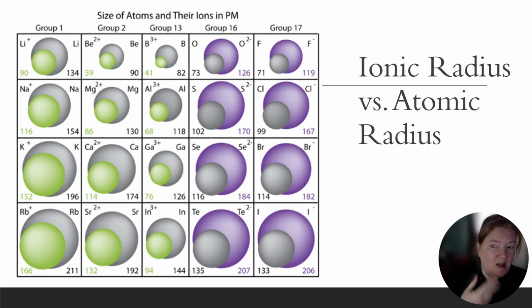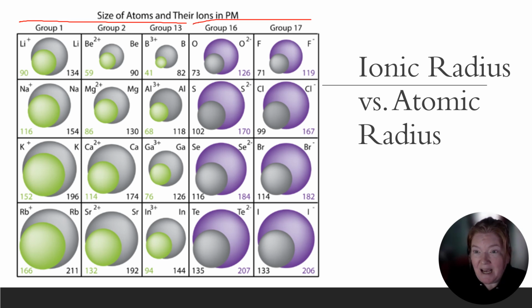Here is just another quick reference. You can see all of the atoms are in gray and the ions are in blue. So you can see when we have things that form positive ions, the ions are smaller. And when we have things that form negative ions, the ions are larger.